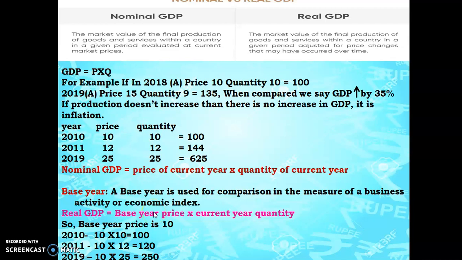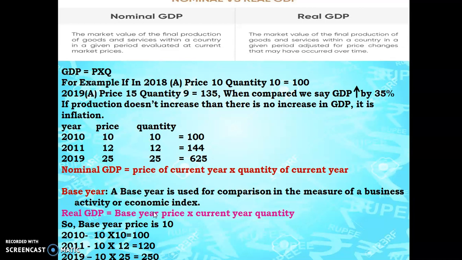Base year is nothing but a comparison which is used to measure business activity or an economic index. So when I want to compare, we can take these base years. Base years are decided every 4 or 5 years, or sometimes longer. Right now in India, the ministry is considering the base year to be 2011-12. They want to change it, with the new base year being 2017-18.